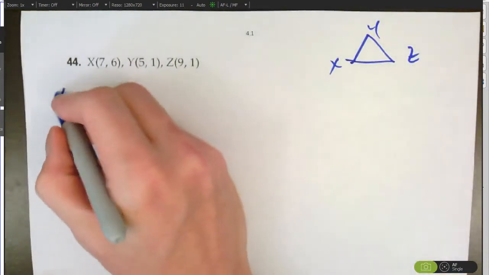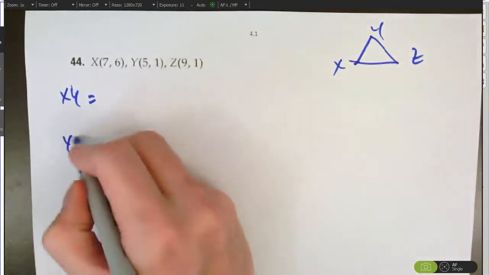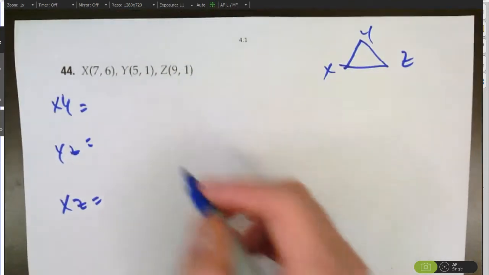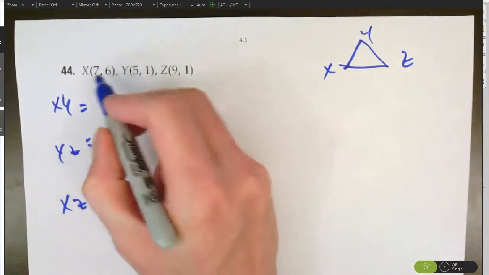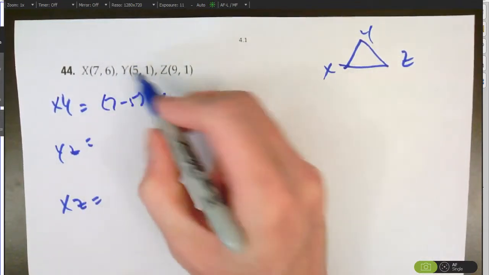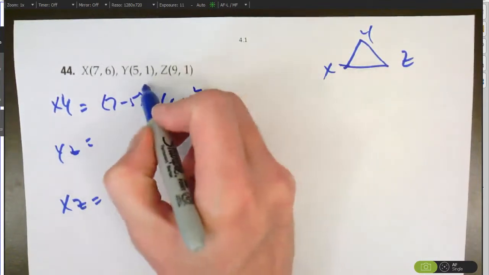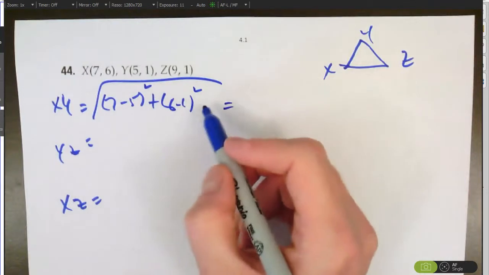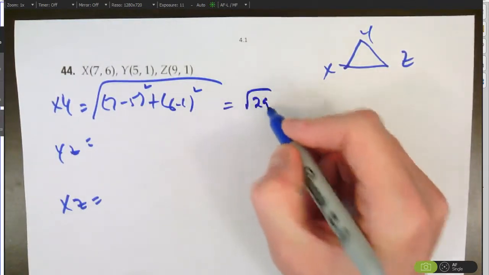So I've got to find xy, yz, and xz. In order to do that, I have to use the distance formula. So x minus x, 7 minus 5 for xy, plus y minus y squared, 6 minus 1. Do your square root. Just to save us some time, we get 4 plus 25, so it's root 29.